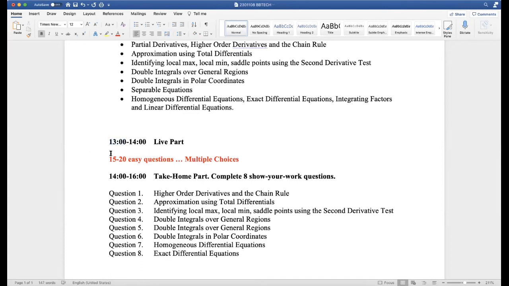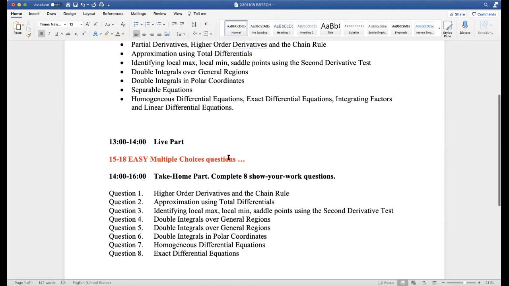In the first hour, I think I will create about 15 easy multiple choice questions. Not 20, it's too much, I think. So maybe 15 to 18 easy multiple choice questions. What I mean by easy multiple choice questions is that when you read the question, you can answer immediately. No need to do the hard computation.